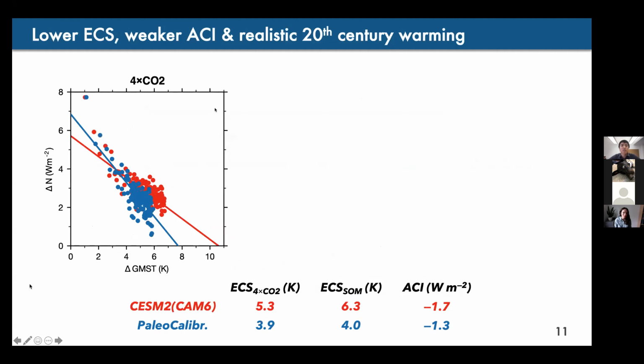With this new configuration, I performed a suite of DECK simulations. The left figure shows the abrupt 4 times CO2 simulation, a Gregory plot. You can see that the calculated ECS is around 4, so much lower than the value in standard CESM2. And if you use a slab ocean to calculate the ECS, you get a similar number here. And I also quantified the aerosol cloud interaction. It's 20% weaker than the standard CESM2 CAM6.